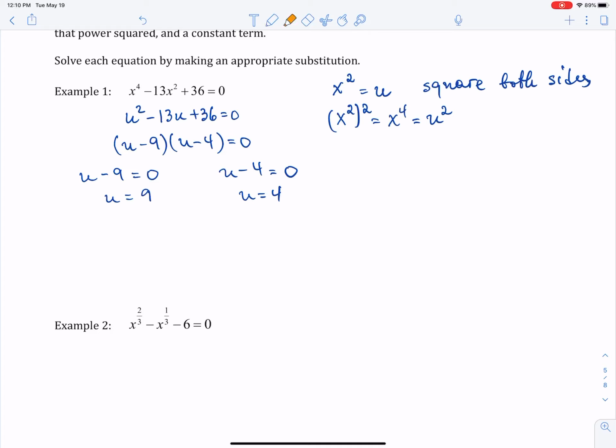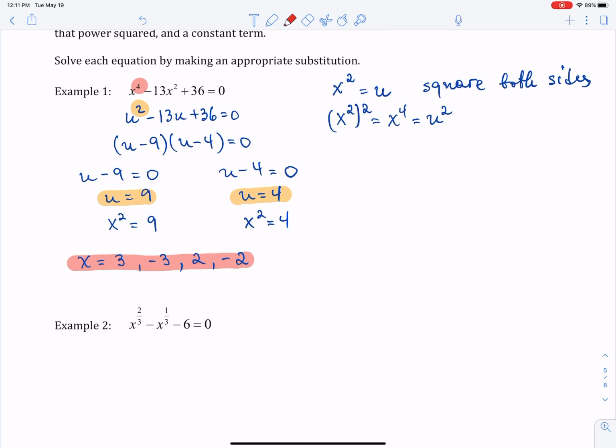So the quadratic equation turns out to have two solutions. But we are working with an equation with power 4. We are expecting 4 solutions instead. And the reason comes from x squared is actually equal to 9, and x squared is actually equal to 4. What does this mean? It means that x is equal to positive 3, x is equal to negative 3, x is equal to positive 2, x is equal to negative 2. We end up having 4 solutions.